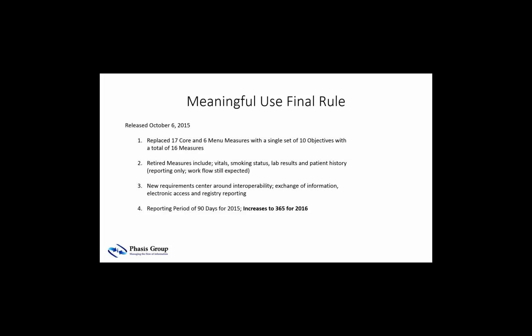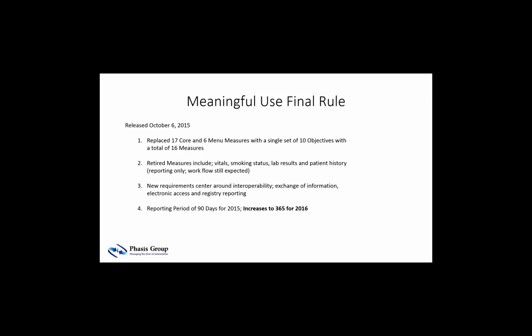Some of the other changes: originally we had menu items that you could select from, and there were also core measures that everybody had to adhere to. A total of 23 individual items split between the 17 core and the 6 menu measures. And so you basically were reporting 21 total measures out of the 23 that were out there. Instead of core and menu measures, it's been replaced with a single set of 10 objectives.